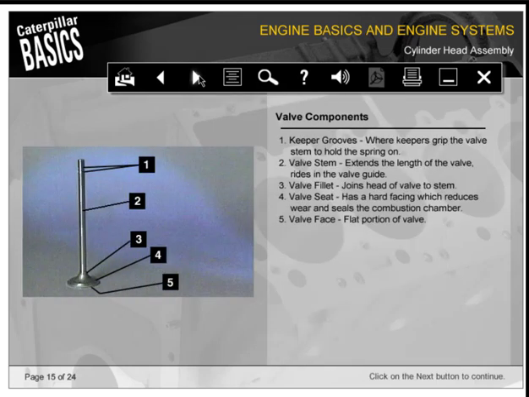Each valve consists of 1, the keeper grooves, where keepers grip the valve stem to hold the spring on; 2, the valve stem, which extends the length of the valve; 3, the valve fillet, which joins the head of the valve to the stem; 4, the valve seat, a hard facing which reduces wear and seals the combustion chamber; and 5, the valve face, which is the flat portion of the valve.